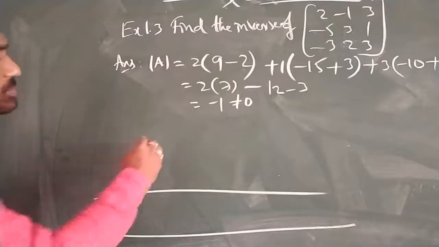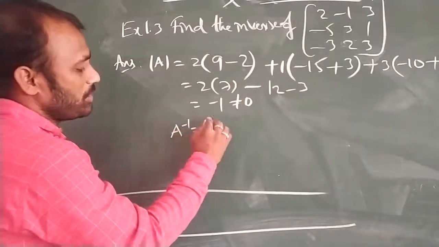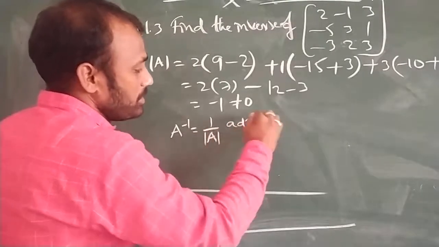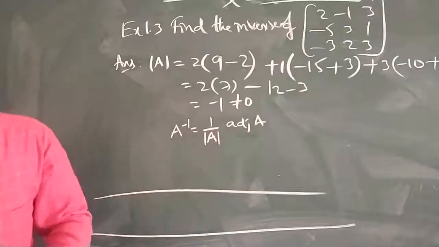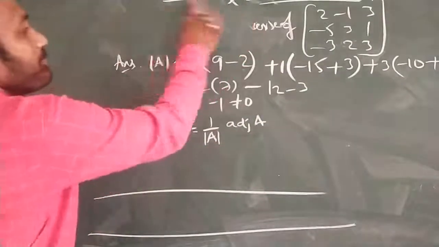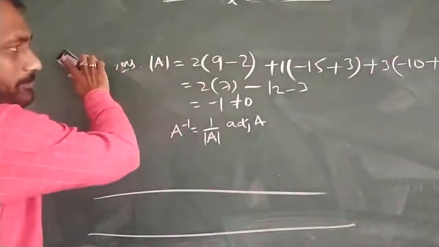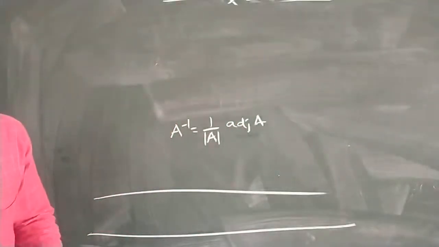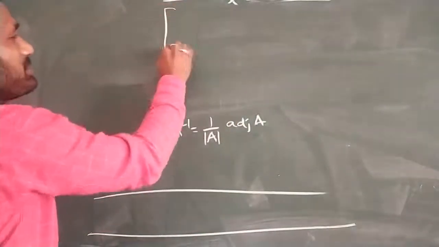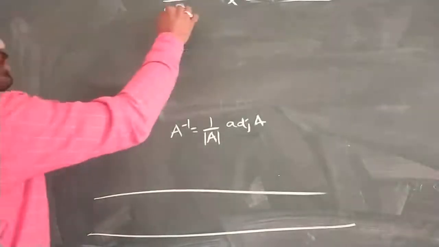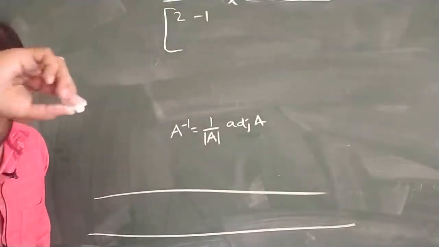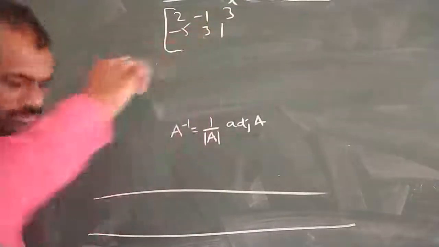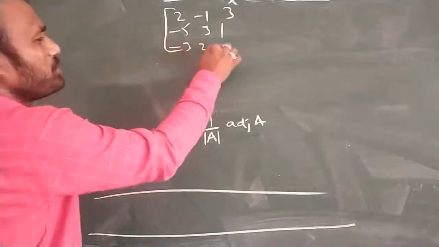If the inverse is going to exist, we have the formula that A inverse is equal to 1 by mod A, that is determinant A, into the adjoint matrix. So to get this, we need the adjoint matrix. Now let us find out the adjoint matrix. The determinant value is minus 1, let us keep it in mind. Now to get the adjoint matrix, let us write the matrix once again: 2, minus 1, 3; minus 5, 3, 1; and minus 3, 2, 3.